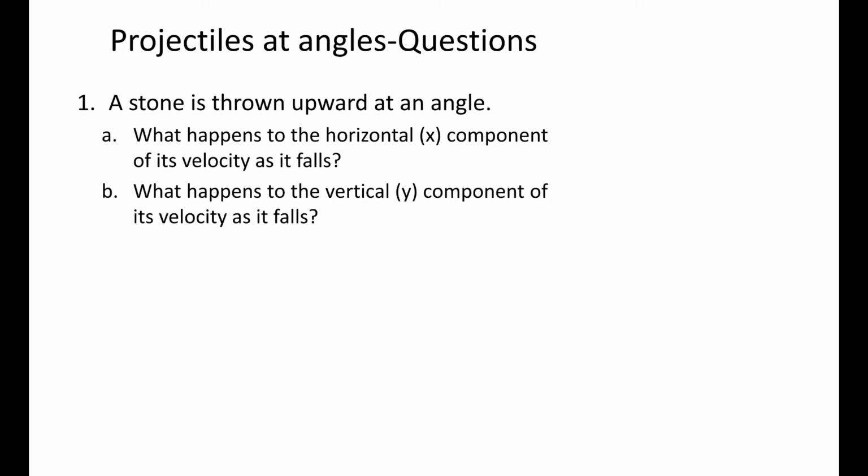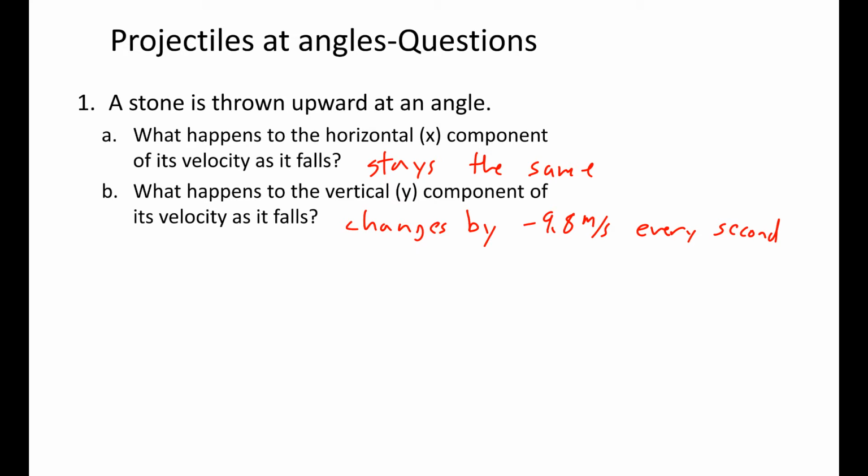Alright, first question here. A stone is thrown upward at an angle. What happens to the horizontal x component of its velocity as it falls? Stays the same. What happens to the vertical y component of its velocity as it falls? We're just going to say it changes by 9.8 meters per second every second. We can say negative 9.8.